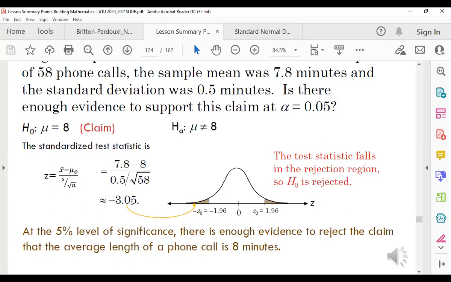Okay, cool. So that is what we were saying, that at a 5% level of significance, there is enough evidence to reject the null hypothesis, or the null claim, that the average length of the phone calls is 8 minutes. And then you conclude that the average length of phone calls is not equal to 8 minutes.